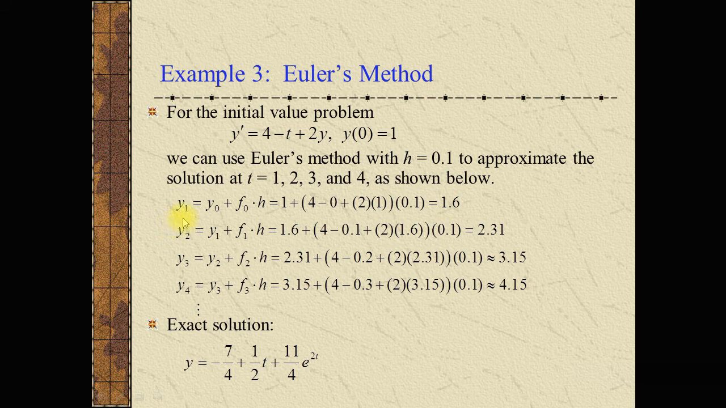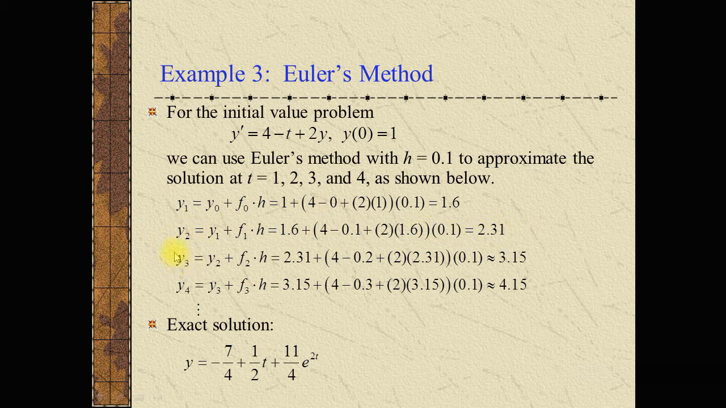Now for n is equal to 1, we obtain y2 is equal to y1 plus h into the function at t1 and y1. The y1 value is 1.6, plus 4 minus t1, where the t1 value is 0.1 according to the step size 0.1, plus 2 into y1, where the y1 value is 1.6, into the step size 0.1. After simplification, we obtain the second solution 2.31.